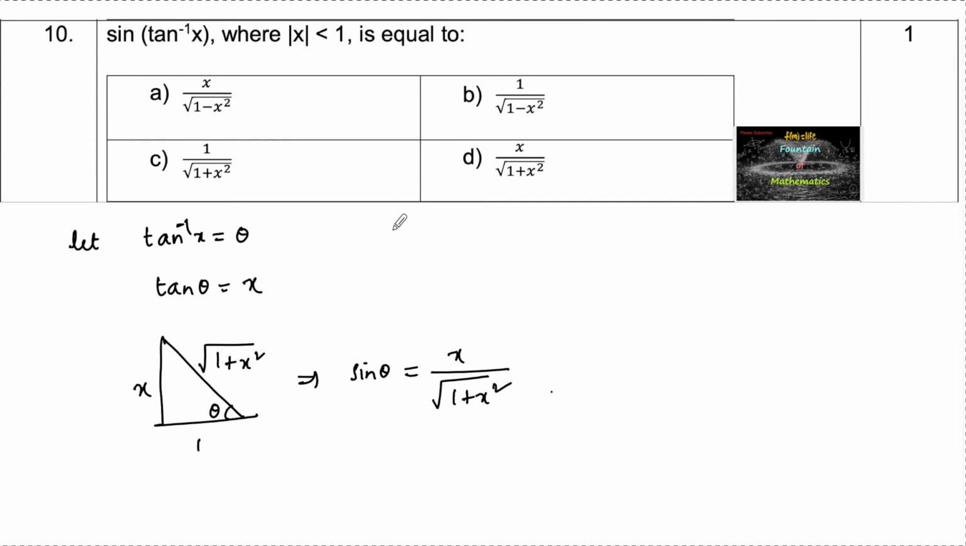So sine of tan inverse x is equal to, for mod x less than 1, that is the range of x is minus 1 to plus 1. So tan inverse x is theta, so sin theta is equal to x upon root over 1 plus x square, which is the fourth option. So you can go with option 4, right?